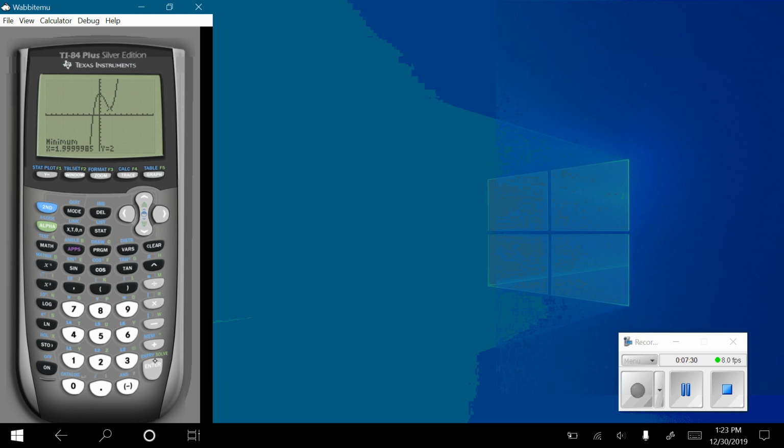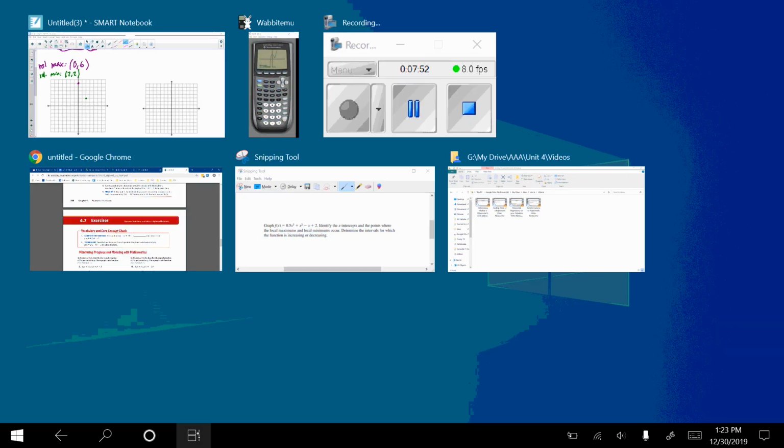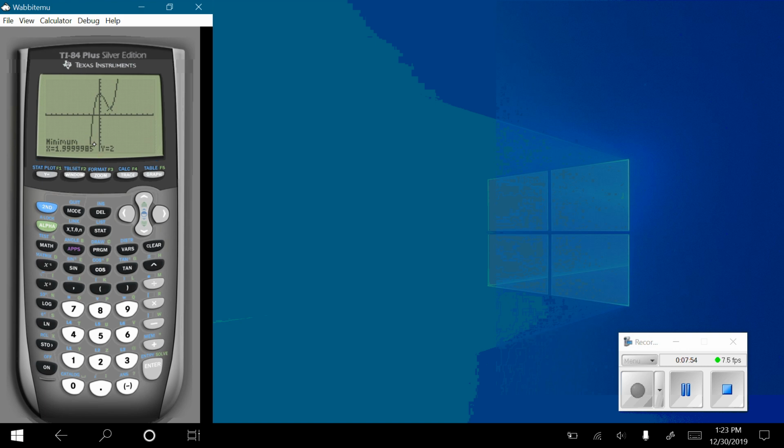Now be smart here. It says 1.9999. It means 2. So the minimum happens at 2, 2. Okay? So I have a relative minimum at 2, 2. Aside from that, I didn't know what the shape of this graph looks like. It goes up and down and like that.